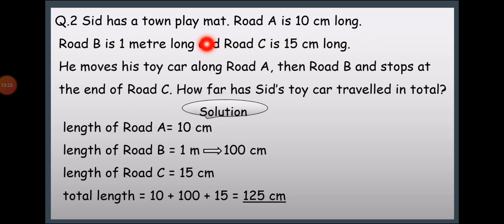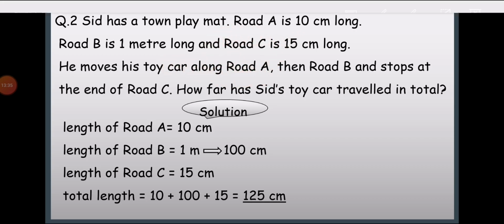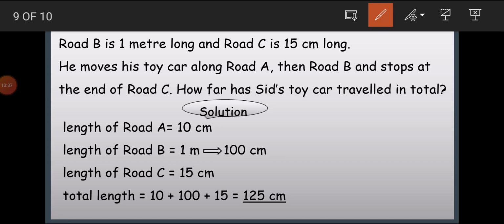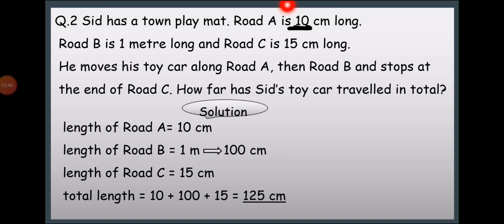Now it's about Sid's playmat, and Sid has a toy car. He moves his toy car from road A to road B, then road C. So we will find out the statements first. What is the first number given in the question? That is 10. So what is 10? 10 is the length of road A. So I'm writing the first statement. Length of road A is equal to 10 centimeters.